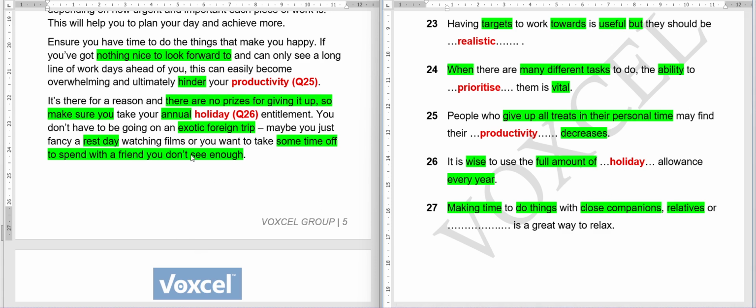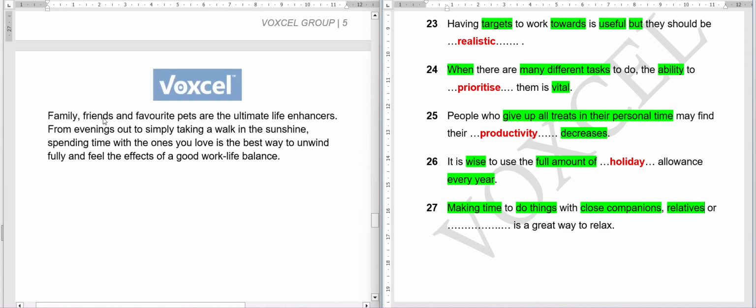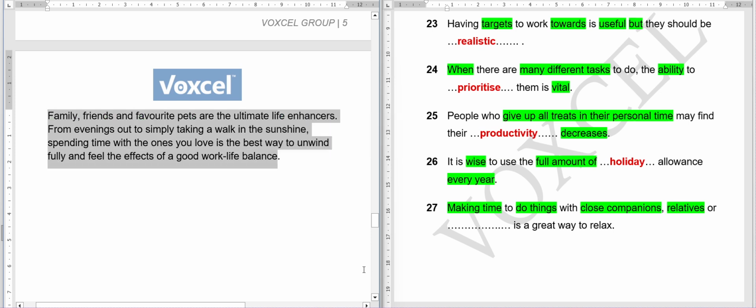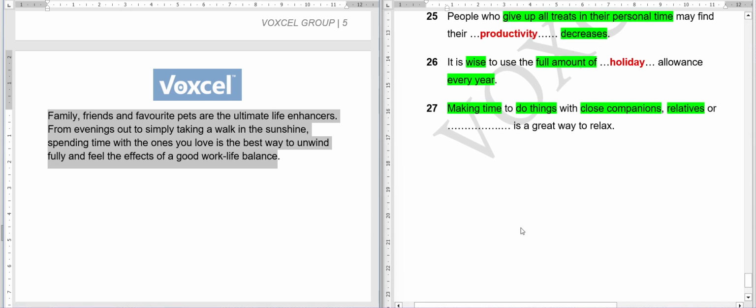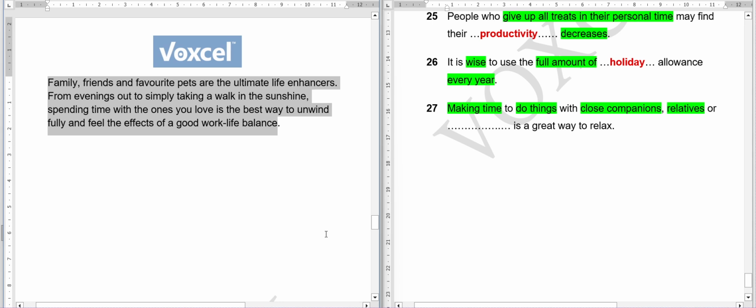Family, friends, and favorite pets are the ultimate life enhancers. From evenings out to simply taking a walk in the sunshine, spending time with the ones you love is the best way to unwind fully and feel the effects of a good work life balance. Okay, so this is our paragraph, and sorry about that. Our answer is in this paragraph. For that, you have some time, tell me the answer, and your time starts now.